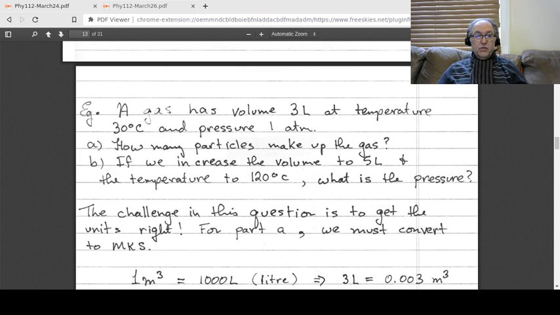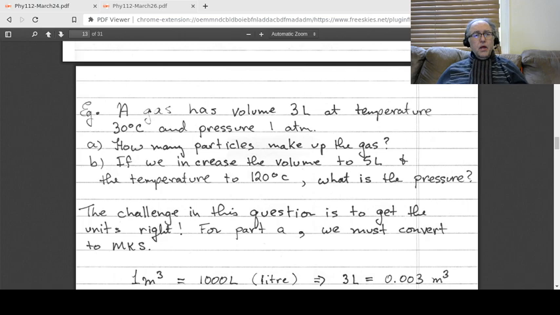Okay, so I give you a situation. Question A is, how many particles make up this gas? All right, we can actually answer that now. And part B is, if we increase the volume to 5 liters and increase the temperature to 120 degrees Celsius, so not only did we let it expand, but we also heated it up, what's the resulting pressure?